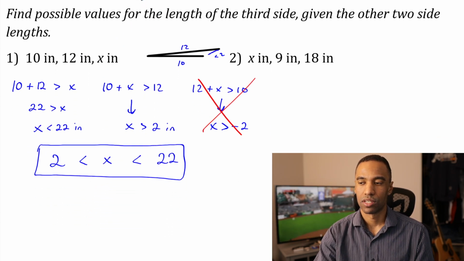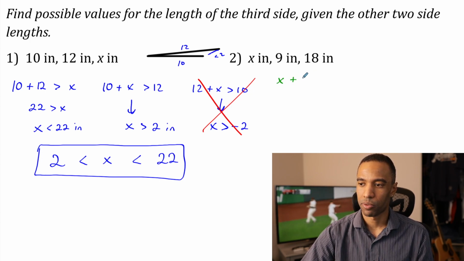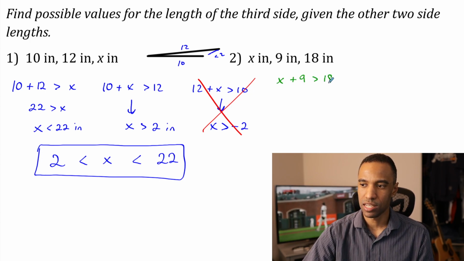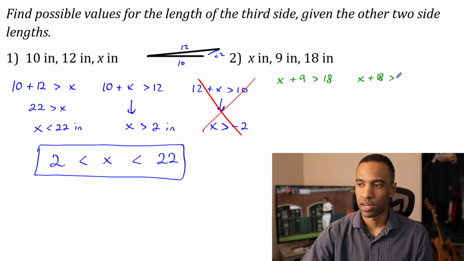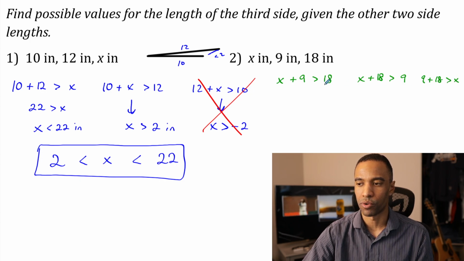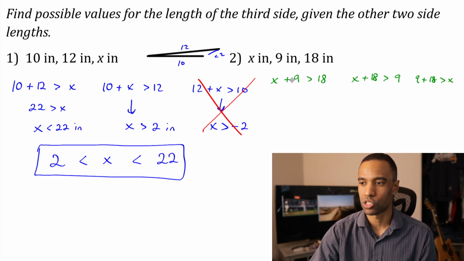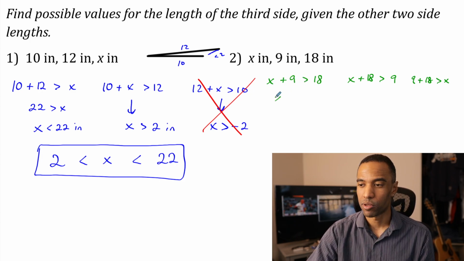Let's try this with number 2. In number 2, let's test x plus 9 is greater than 18. Let's test x plus 18 greater than 9. And let's test 9 plus 18 greater than x. Sorry for the room, or lack thereof. Let me scooch some things over. All right, x plus 9 is greater than 18. Subtract 9 from both sides. X has to be greater than 9.